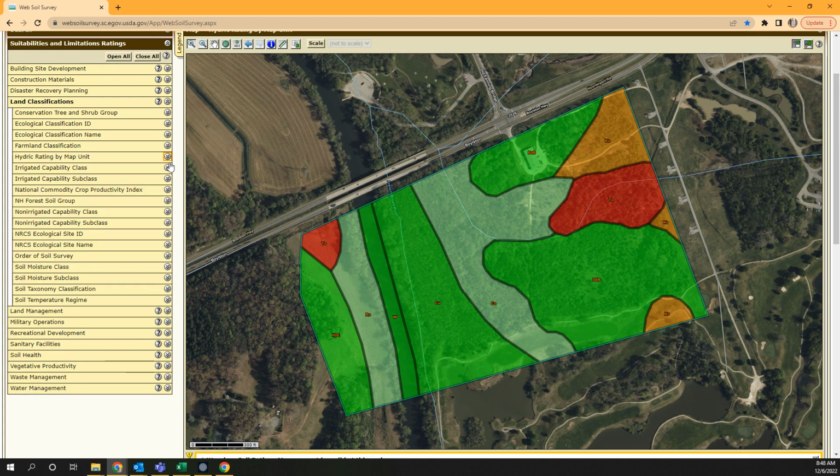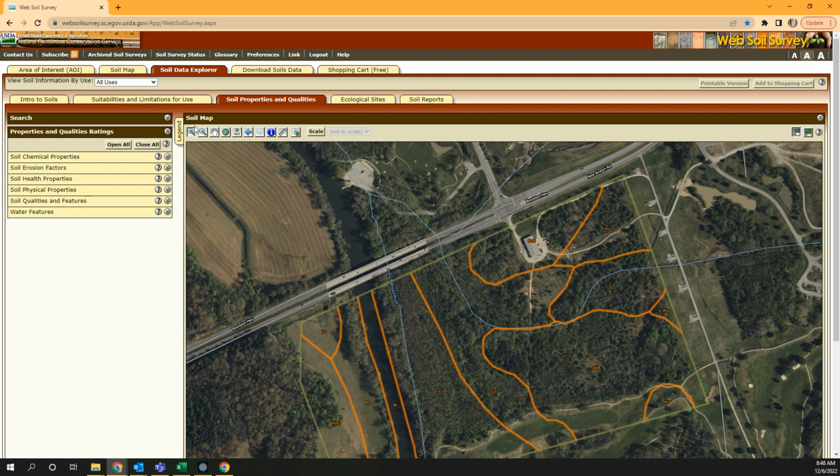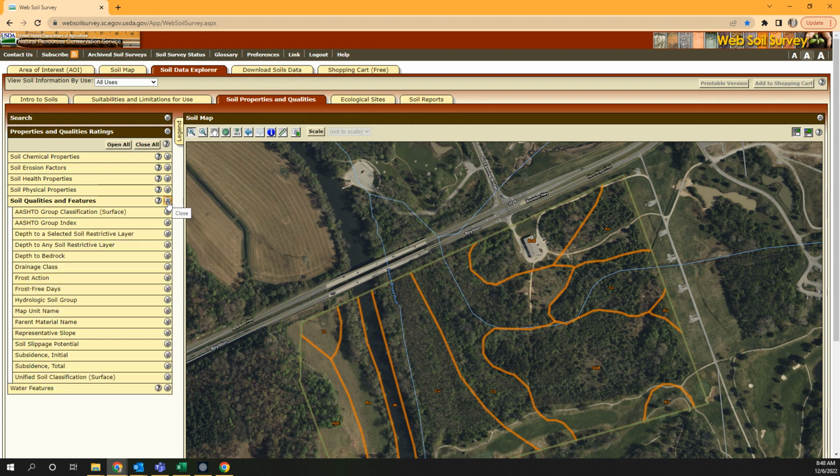If we want to look at some of these other ones, those are going to be found under soil properties and qualities. So we're going to look under here, and the first thing we're going to go under is soil qualities and features.